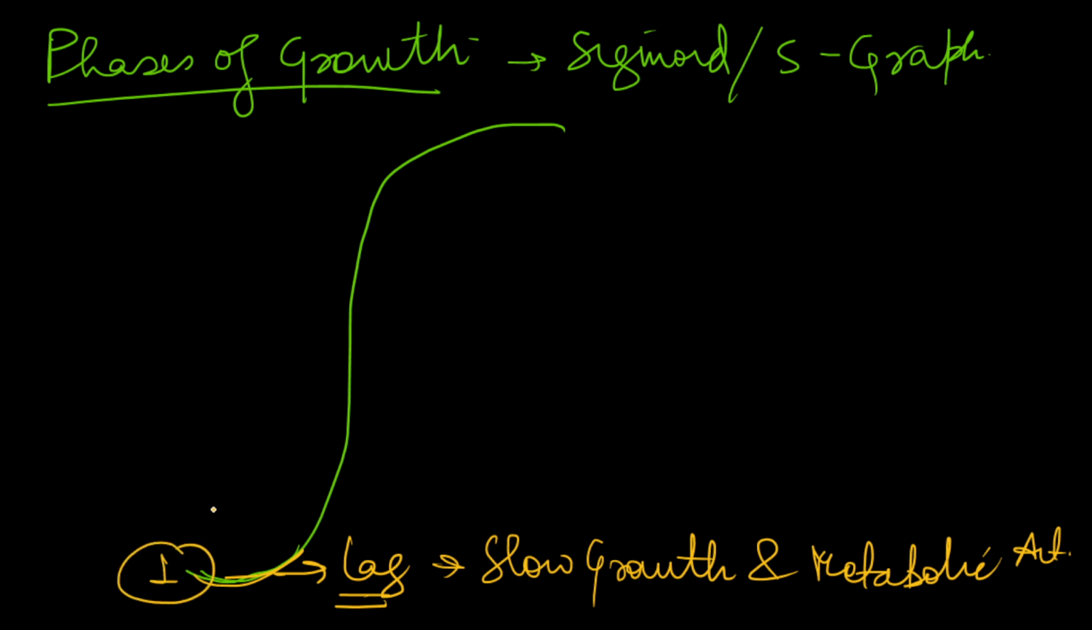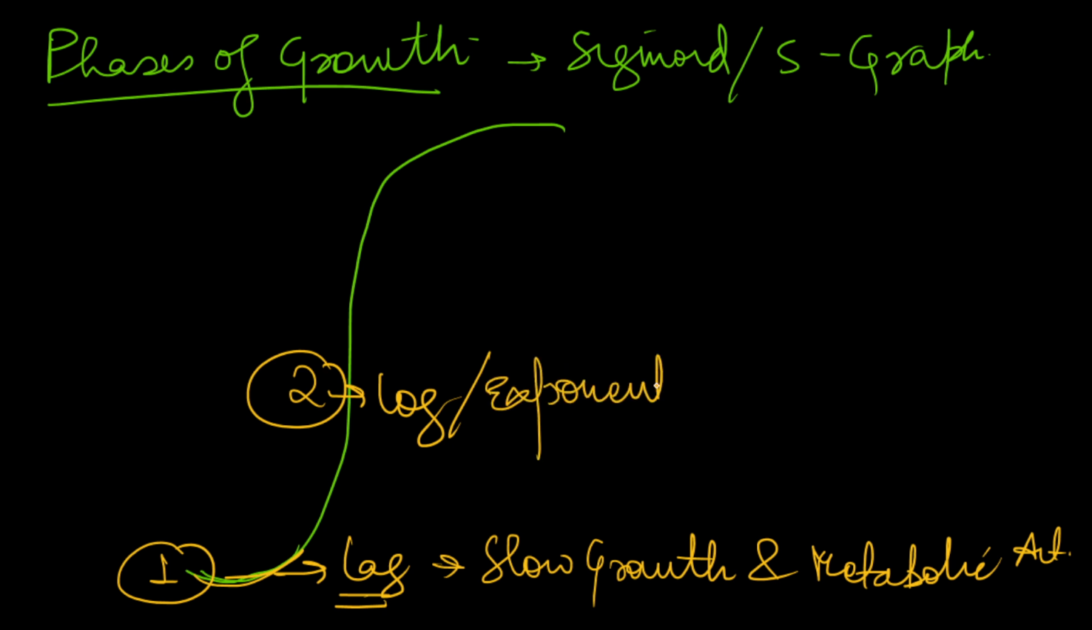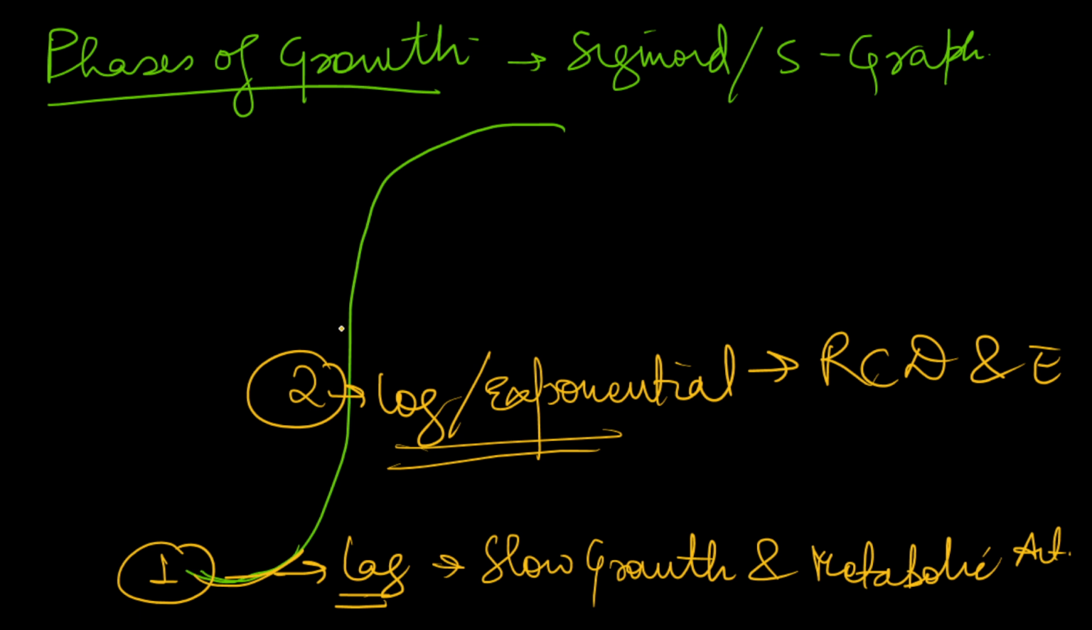Now the second phase is log phase. This is the log phase, and it is also known as exponential phase. Here the plant grows very fast, rapid cell division and elongation takes place. Here the plant is growing at a very fast rate. Here the maximum metabolic activity is there. The growth rate is geometric. So here you will see a very exponential increase in growth.